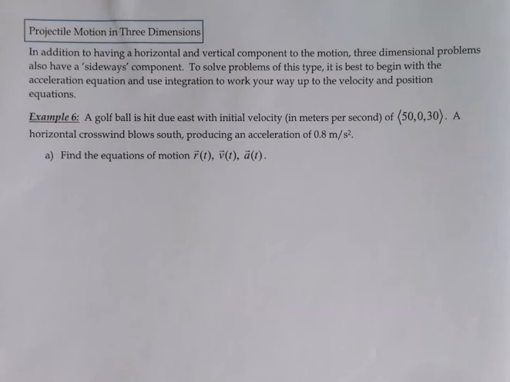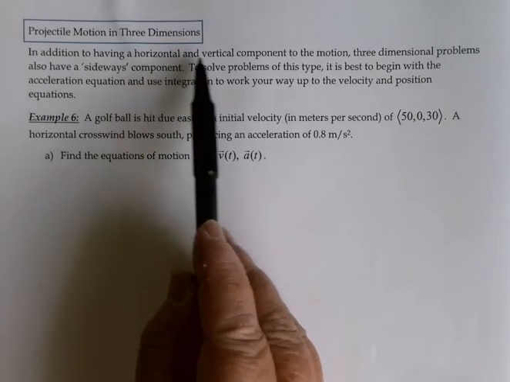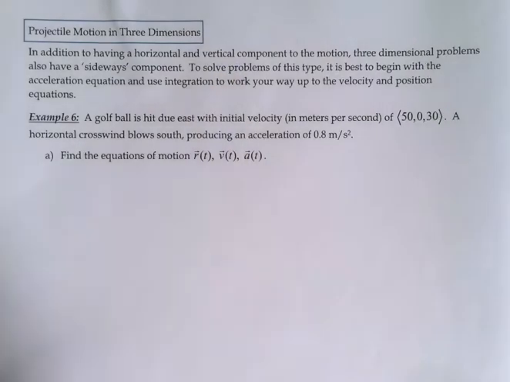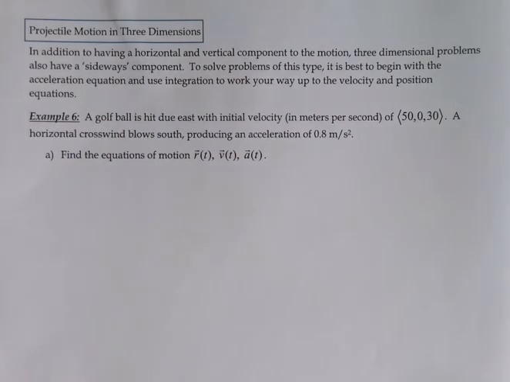So we're still working in section 11.7, and what we're going to look at now is what causes our projectile motion problems to become three-dimensional. In these cases, in addition to having that horizontal and vertical component, so your object's being thrown both up and out, forward, we're also going to have some kind of a sideways component. To solve problems like this, it's usually best to go back and begin with our acceleration equation again, and then use integration to work our way up to velocity and position.